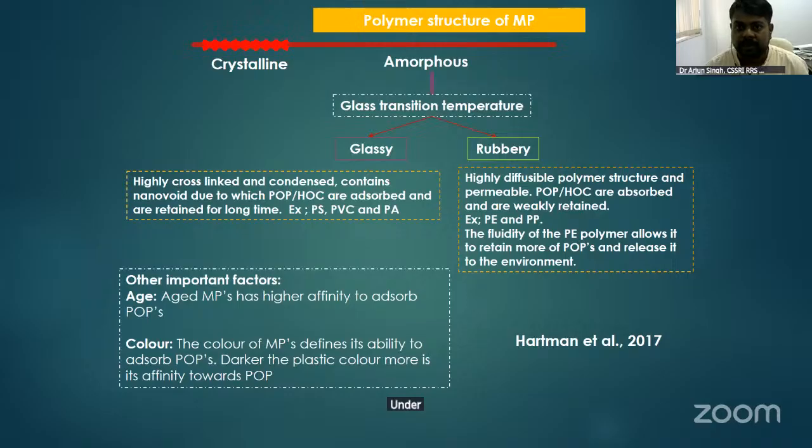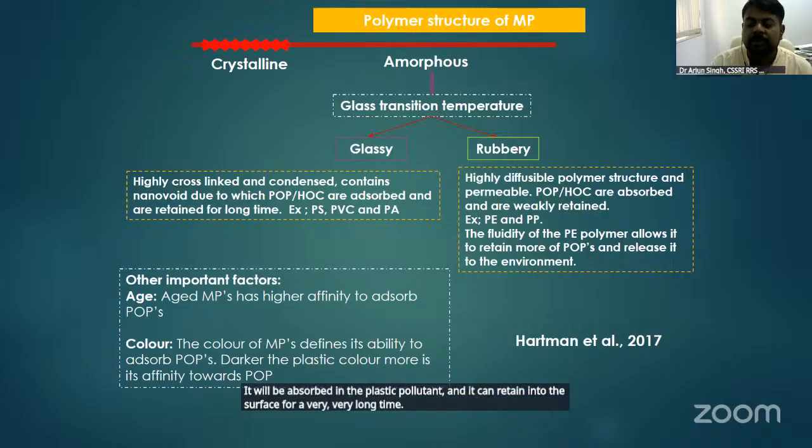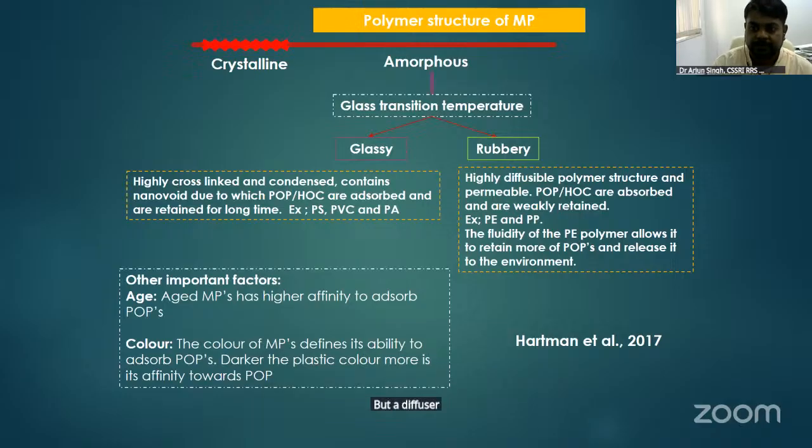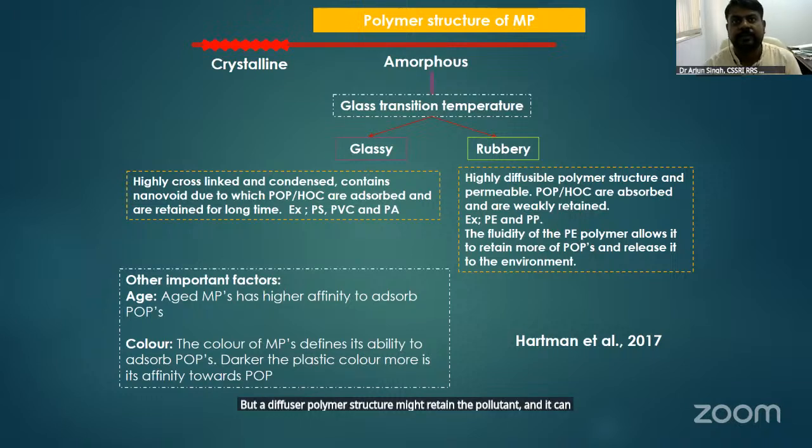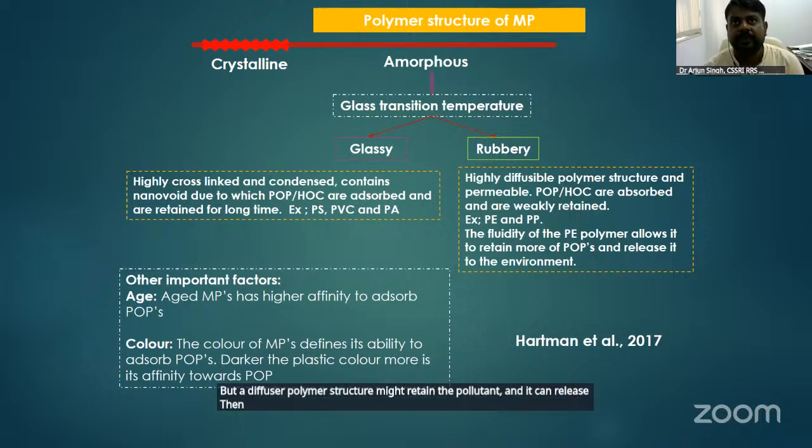Under high cross-linking, if any kind of persistent pollutant is there, it will be absorbed in the plastic and can be retained at the surface for a very, very long time. But a diffusive polymer structure might retain the pollutant and release it quickly. It can easily diffuse it into whatever environment it is found in.